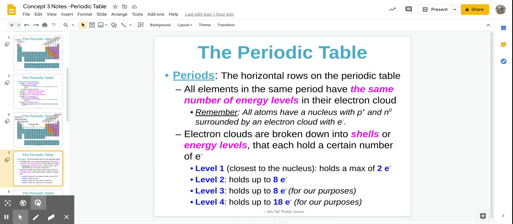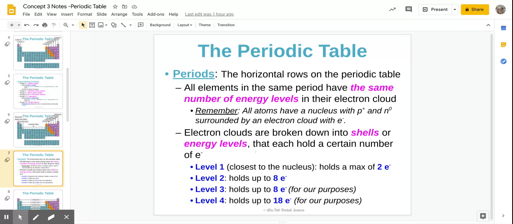Periods go left to right, so straight across. The first period only has hydrogen and helium in it. And then the second period starts with lithium, beryllium, skips the middle, goes to boron, all the way through neon. These tell you the number of energy levels. This is going to be important tomorrow. It's the number of circles we're going to draw around an atom where we're going to find the electrons.